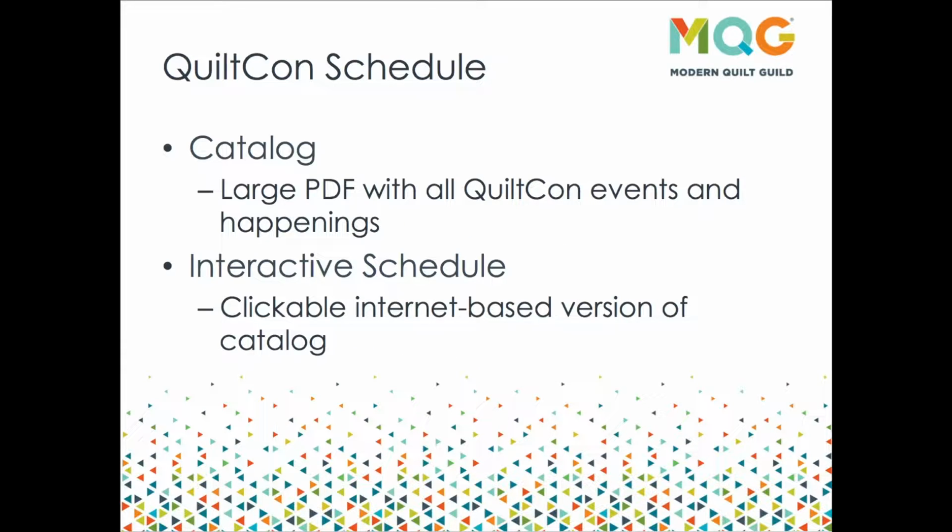The QuiltCon schedule is currently available. You can view the QuiltCon schedule in one of two ways. You can utilize the catalog, or you can utilize the interactive schedule. The catalog is a large PDF document with all of the QuiltCon events, happenings, pretty pictures, lots of words, all that jazz. The interactive schedule is a little bit more robust and clickable. It is an internet-based version of the catalog, still has all of the same information, but it's just a little bit more web-friendly. Let me show you those now.